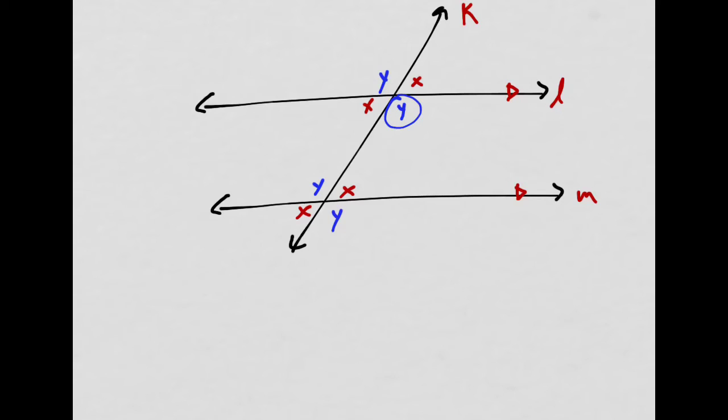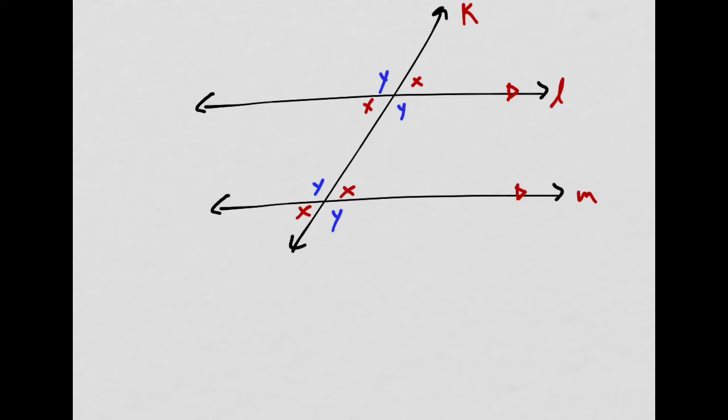Consecutive interior angles, they are supplementary. They add up to 180. Hopefully that makes sense, because we have x and y, that has to add up to 180, so that means this and this, because this is the same as that, has to add up to 180. So we get those facts. We have a couple of things.